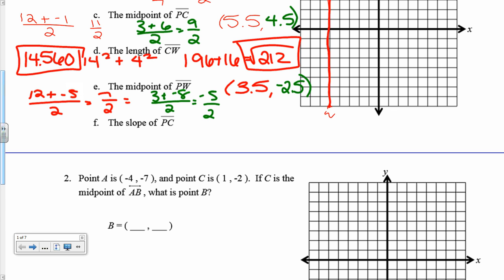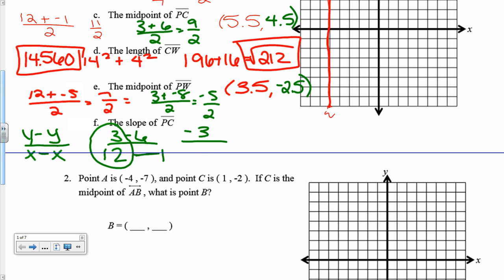So there's my midpoint of PW, and then the slope for PC, subtract my y values. So this one's going to be y minus y over x minus x. So for y minus y, I get PC: 3 minus 6, and then 12 minus negative 1. Make sure that these are from the same point. So 3 minus 6 is negative 3. 12 minus negative 1 is 13. So we get negative 3 over 13.